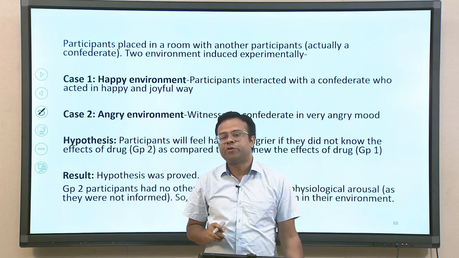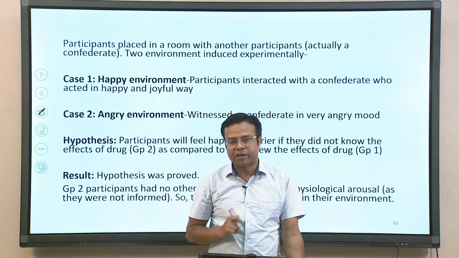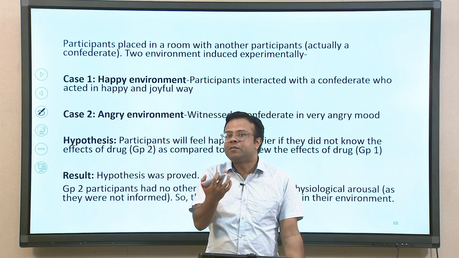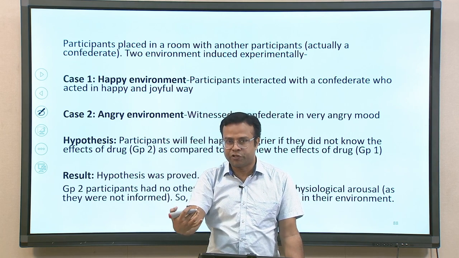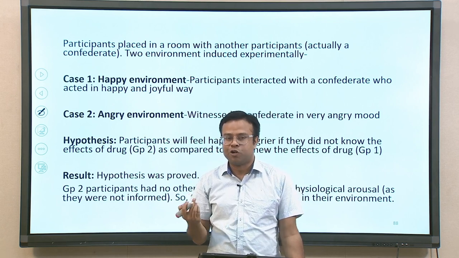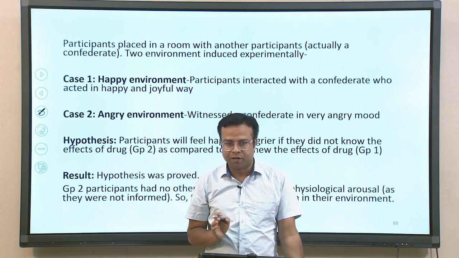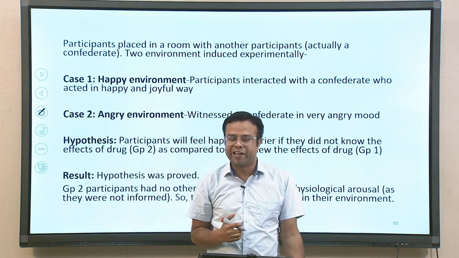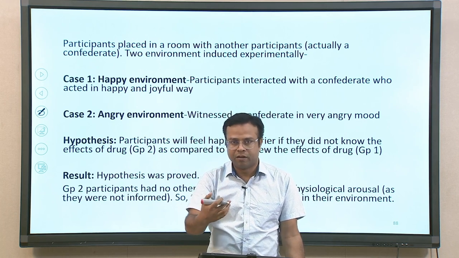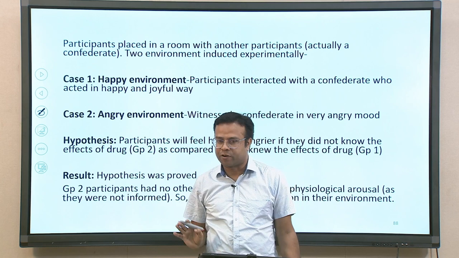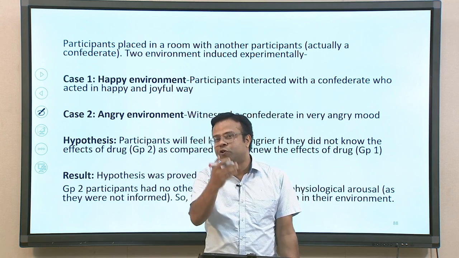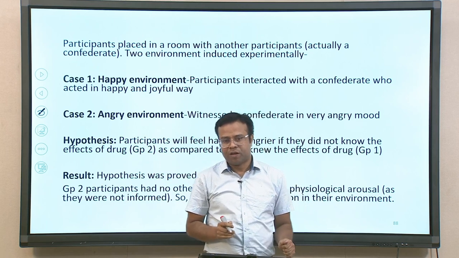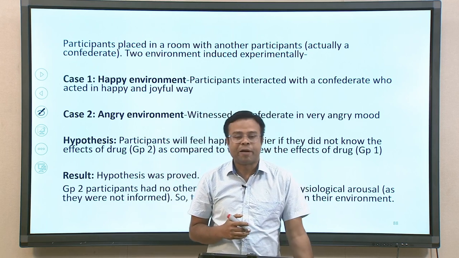So, the hypothesis was that participants will feel happier or angrier, depending on case 1 and case 2, if they did not know the effects of the drug. Group 2 did not know that the heartbeat was increasing because of the drug, so they will try to explain why they are physiologically aroused using the environment, and they will label their emotions according to the environment. If they see happiness in the environment, they will say their heartbeat is increasing, so they must be feeling happy. In case of anger, they will say they are angry, because they do not know why the heartbeat is increasing, but it is actually caused by the drug only. Group 1 knew it was the drug, so they will be influenced less, as they do not have to explain it based on the situation. That was the hypothesis, and the result came according to the hypothesis.